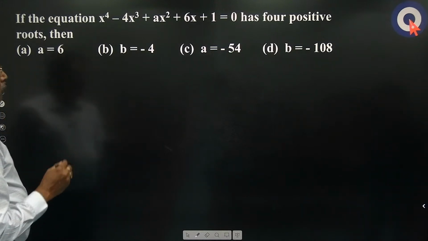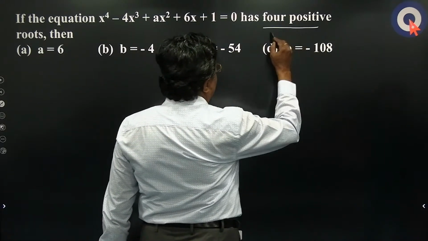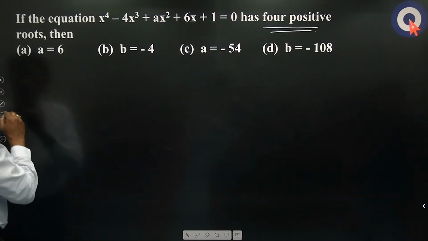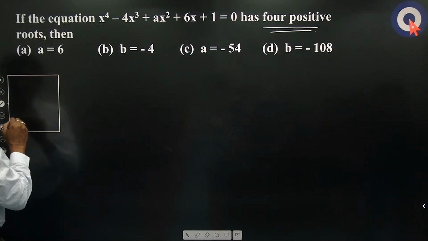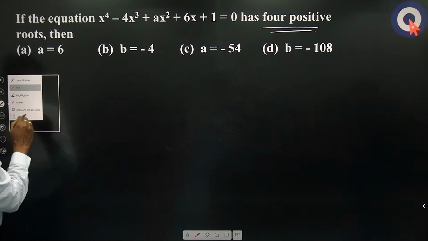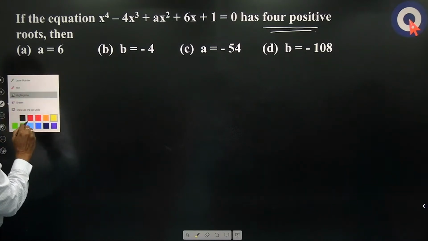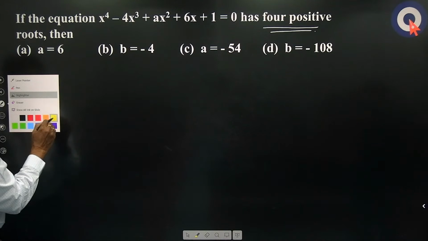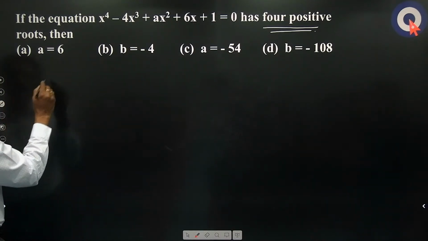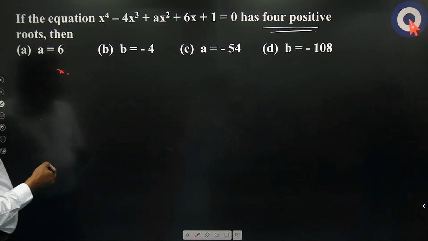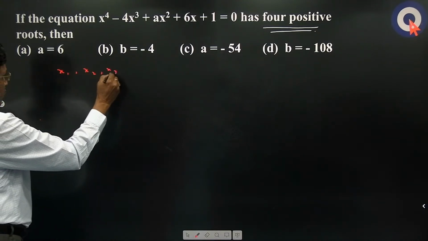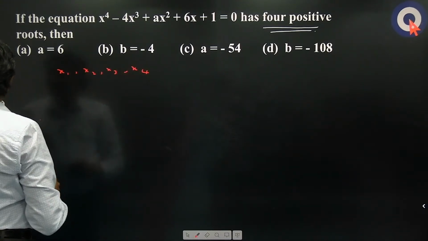So he is talking about 4 positive roots. So let us say x1, x2, x3, x4 be 4 positive roots.